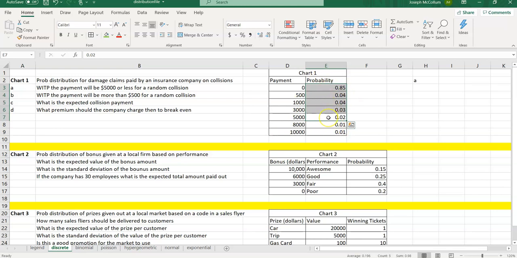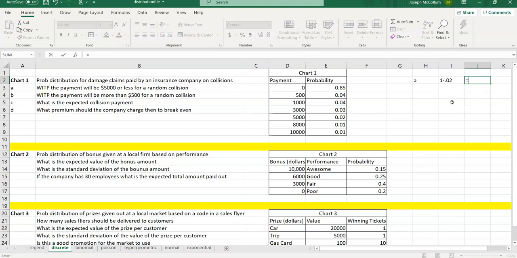I could add these numbers up. Instead, I'm going to add up the chances it's going to be over 5,000 and then subtract from 1, because I don't want over 5,000. Notice, over 5,000 is actually 2%, right? That means to be 5,000 and under has to be the complement. And so my answer here will be 1 minus 0.02. So to activate the calculator, 1 minus 0.02. And so I expect the probability for my answer to be a 98% chance.